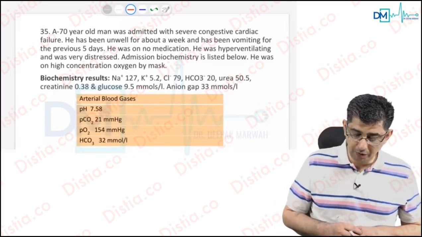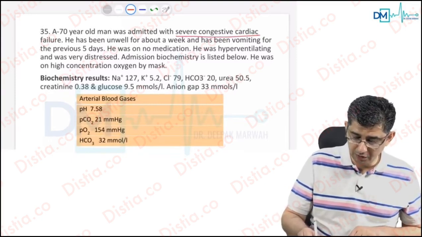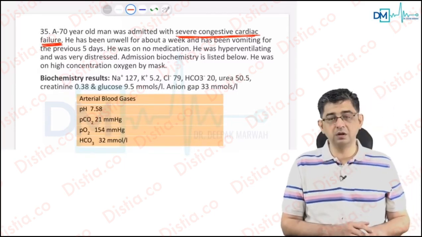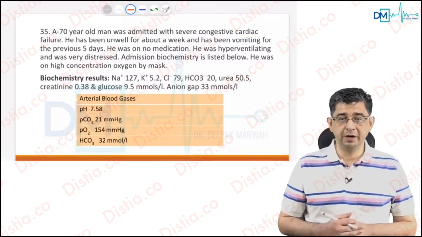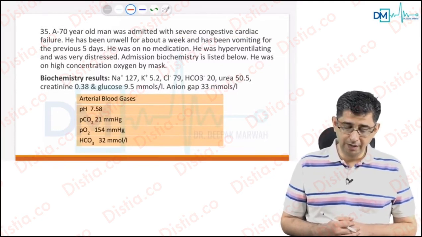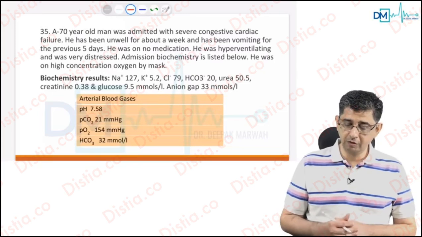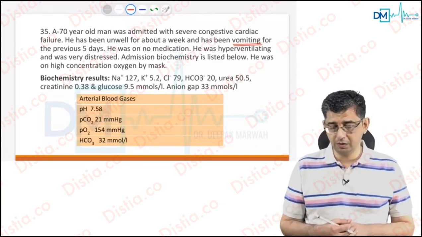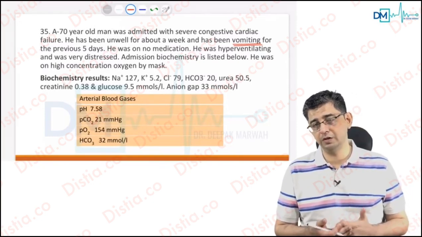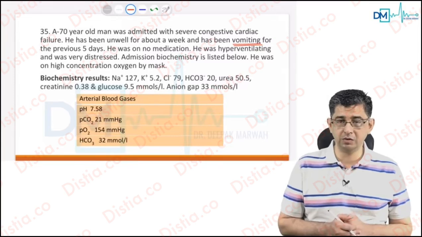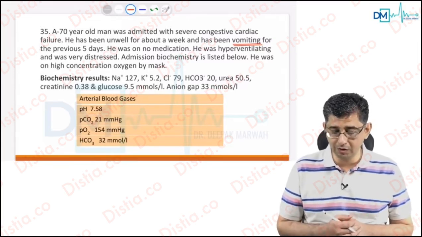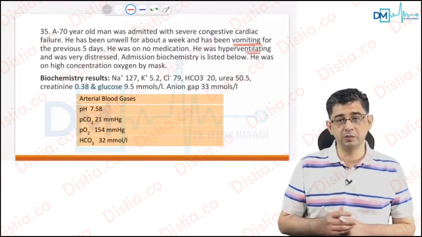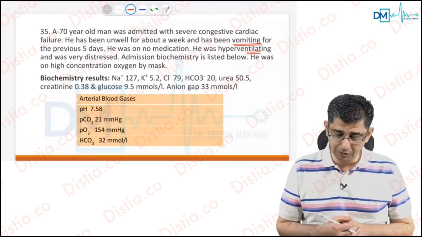A 70-year-old man was admitted with severe congestive cardiac failure and has been unwell for a week and has been vomiting for the past 5 days. Vomiting tells you there could be a metabolic alkalosis in the patient. Why metabolic alkalosis? Because of dehydration, the RAS system would kick in and the aldosterone which is elevated will cause a urinary loss of potassium and hydrogen.